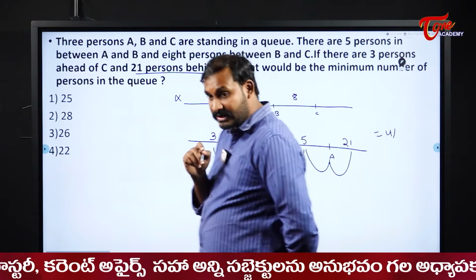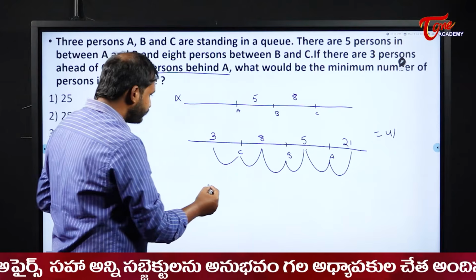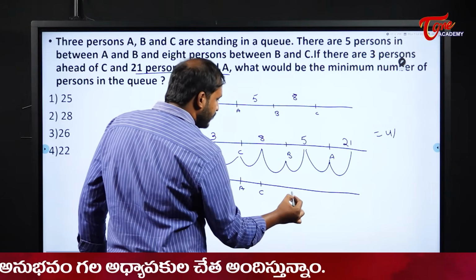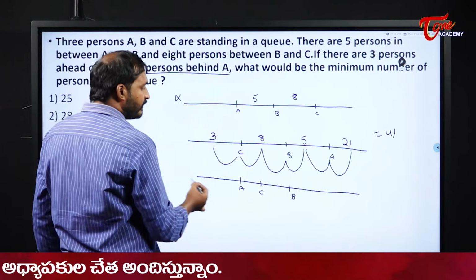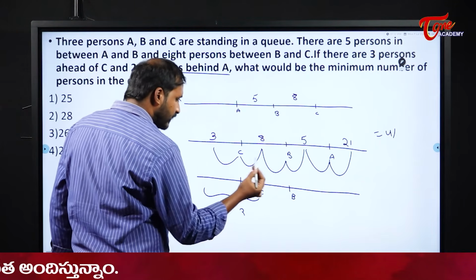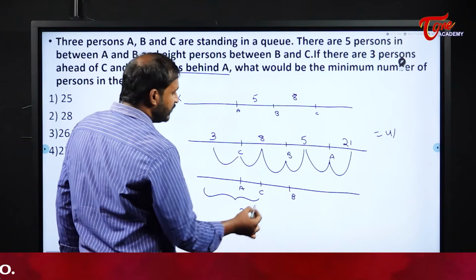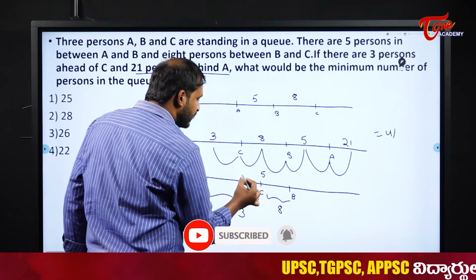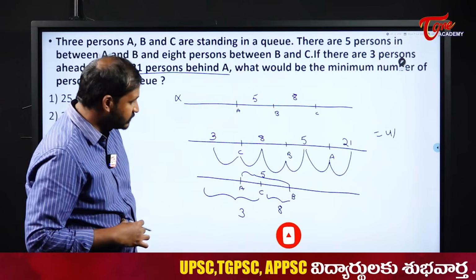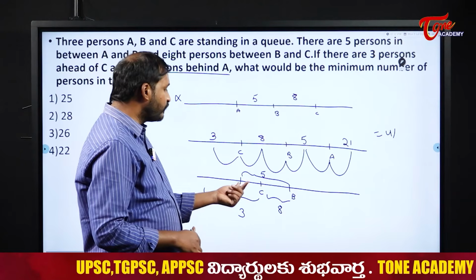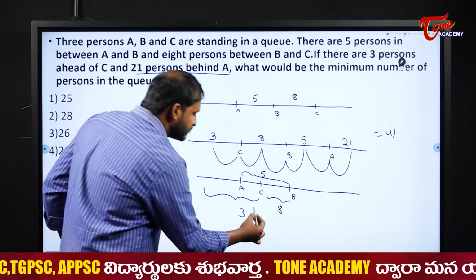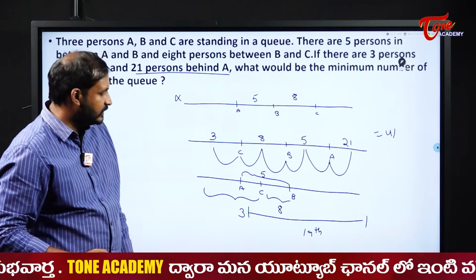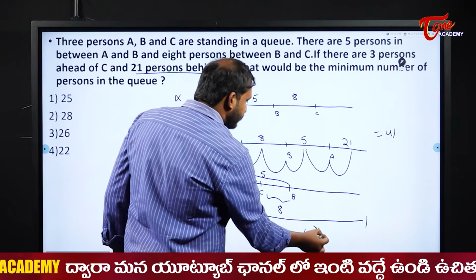So what is the other arrangement which I can make here, please see here. I can also write like this, right? A, C, B. Yes, I can write it. There are 3 persons ahead of C. Okay. There will be 8 persons between B and C. Yes. There will be 5 persons between A and B. Yes, this is also a possibility. Now, A's position from the back, it is what? There are 19 persons behind A.